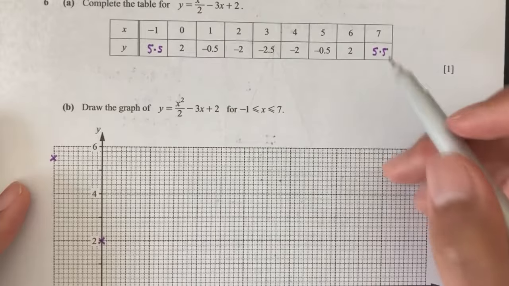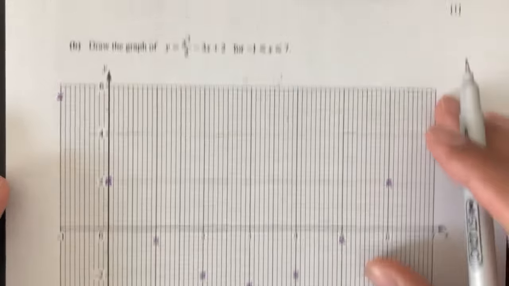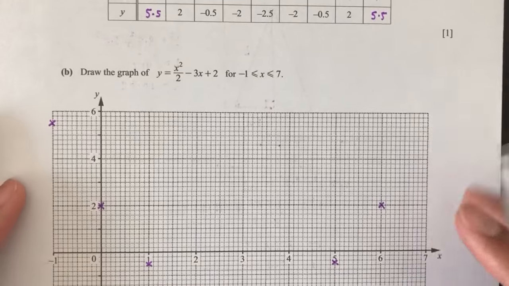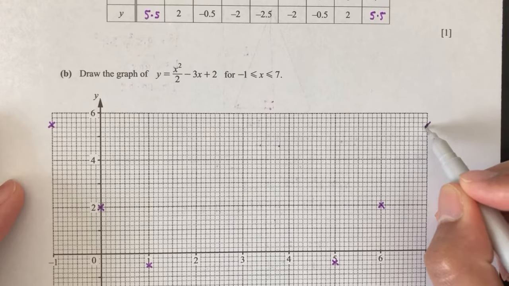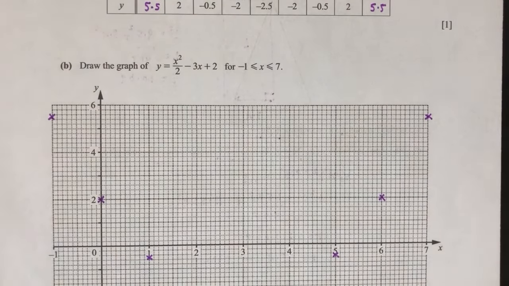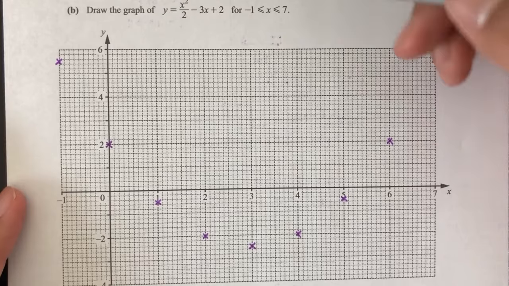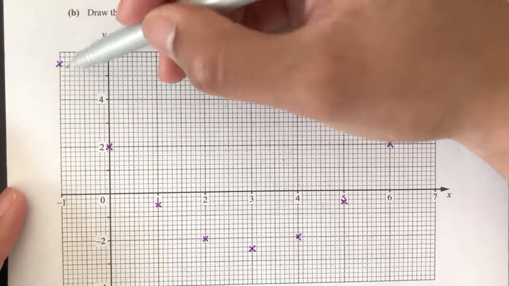And we have 6, 2. 6, 2 will be this one. And the last one will be 7, 5.5. 7, 5.5 will be in between 6 and 5. Okay, I will try to use a different color to join all the points of this curve. So you have to try your best to make it as smooth as possible. So let's try.